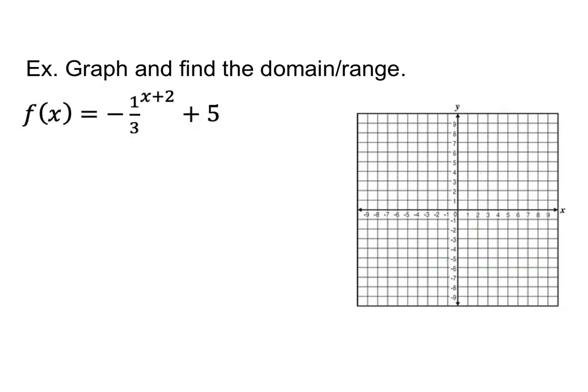Let's look at another one where we've got a little bit more going on here. Here you can see we have a reflection with that negative in front. We have a shift to the left 2, and we have a shift up 5. So we've got a lot going on here. In this case, it might be a good idea to graph the function f of x equals 1/3 to the x, or even -1/3 to the x, then do the 2 left and up 5 after. That's what I'm going to do. You can decide how you want to break it down.